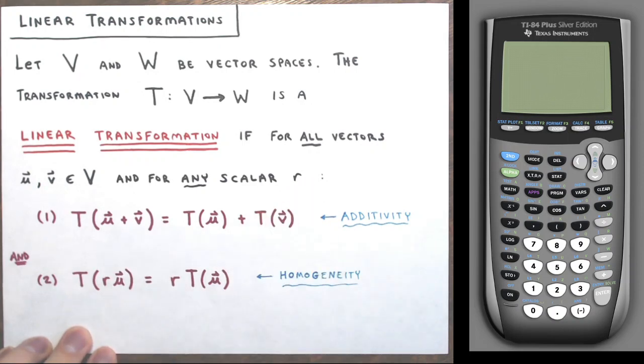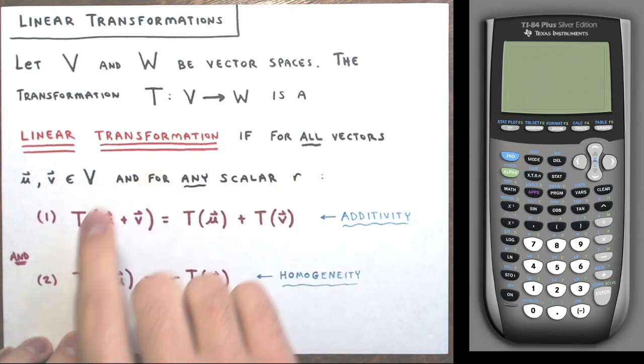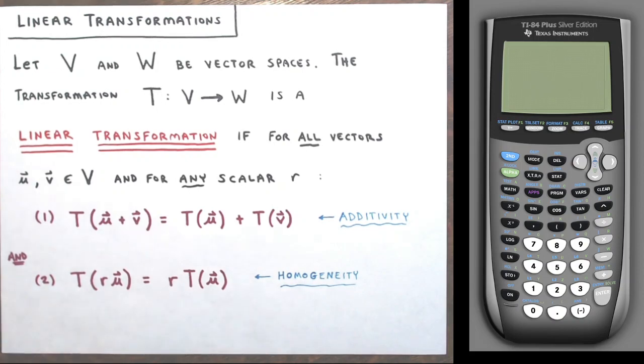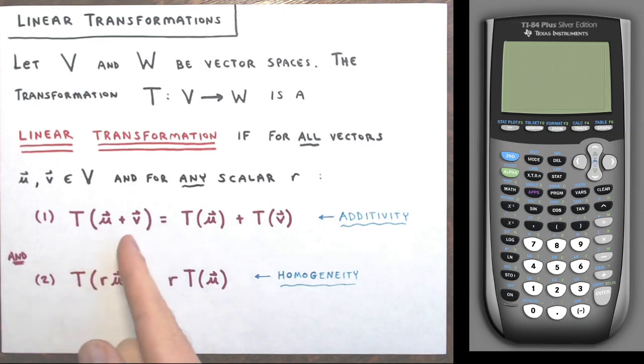All right. So the following two properties have to hold for every pair of vectors from the domain V, and any scalar r. And these might look familiar. When I talked about linear transformations between Euclidean vector spaces Rn and Rm, these same two properties have to hold: the additivity property and the homogeneity property. In other words, linear transformations preserve vector addition, which is the additivity property, and preserve scalar multiplication, which is the homogeneity property.